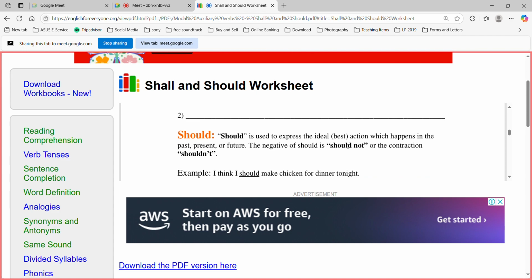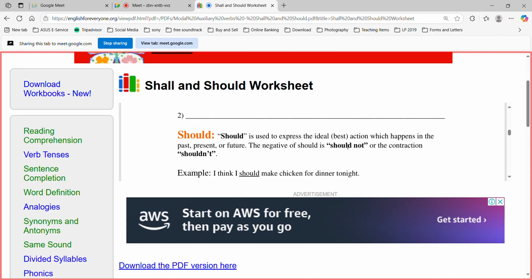Should is used to express the ideal or best action, like ought to and had better, which happens in the past, present, or future. The negative of should is should not, or the contraction shouldn't. Contraction means the simplest form of should not.